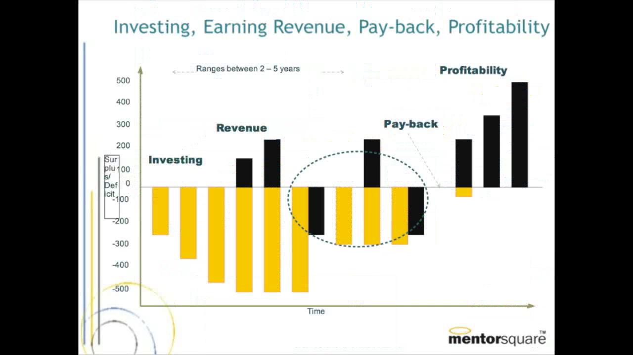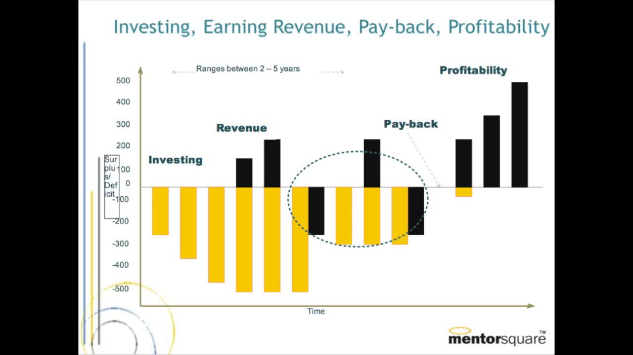What is this concept of investing, revenue, payback, and profitability? These bars that you see, the orange bars which are going down, is the phase when money is going in, and the black bars are where money is coming in from revenues. You're selling your product. Depending on the nature of your business, anything between 2 to 5 years is when you will start breaking even, which is the stage of payback, where there is no bar. That means all your investments have now totaled up to all the recovery that you've made through sales, and the final 3 are where you've reached a stage of profitability.